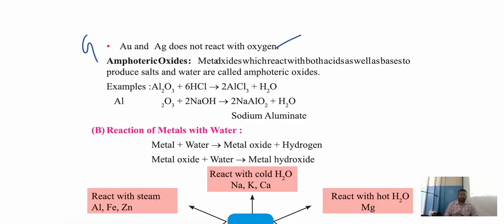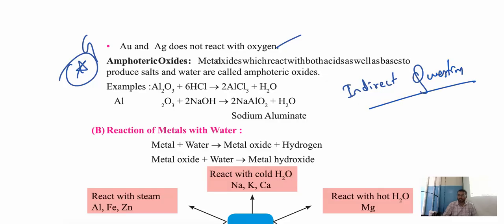My dear students, a very important question is amphoteric oxides. Let me ask you this question: what are amphoteric oxides? Give example. Sometimes an indirect question can also be formed on this topic, so you can expect it.